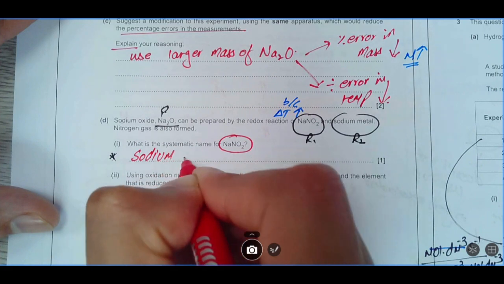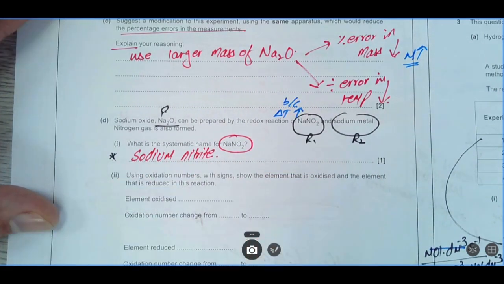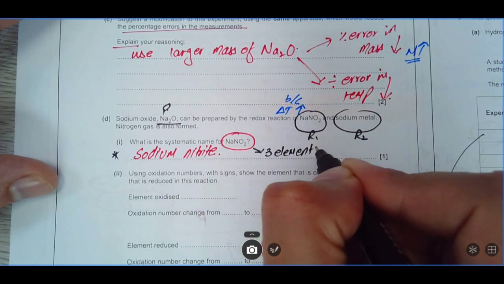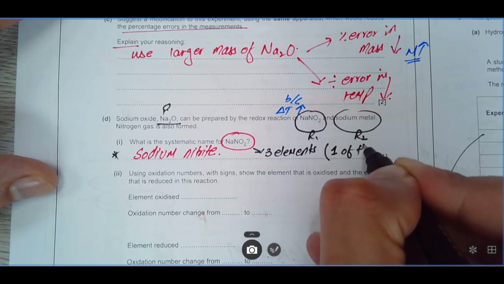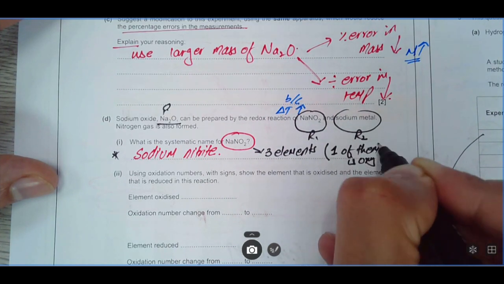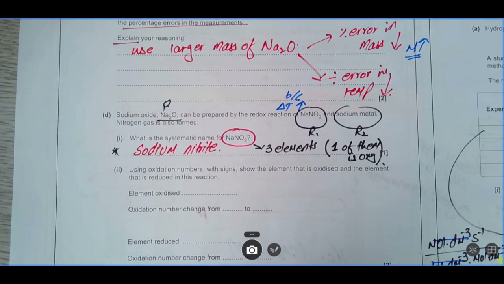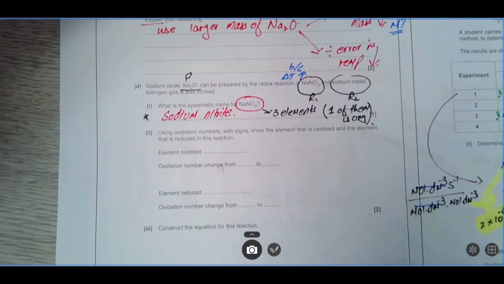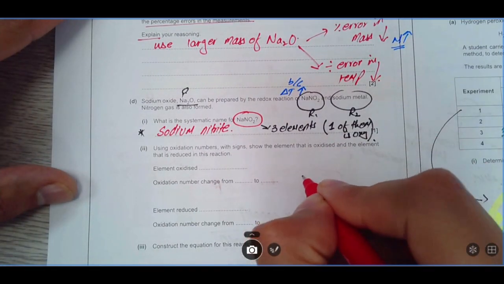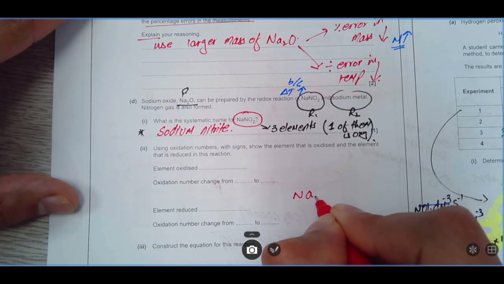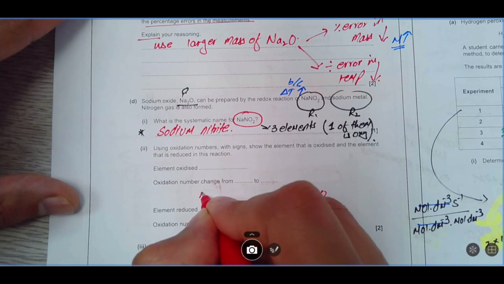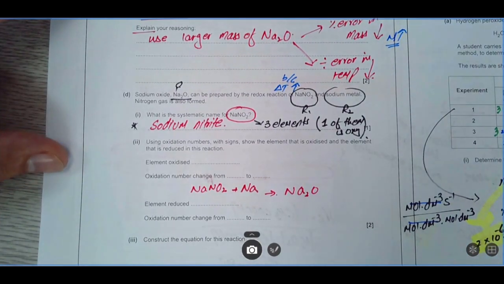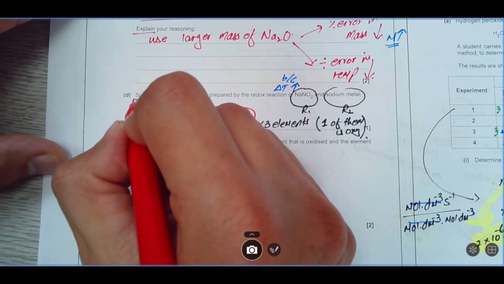Sodium nitrite, because this is 3 elements and one of them is oxygen. It says using oxidation numbers with signs show the element that is oxidized and the element that is reduced in this reaction. So for this I have to write down the equation. So what is happening is you have Na2O produced from NaNO2 plus Na, and it also says nitrogen gas is also formed. This is my product 2.